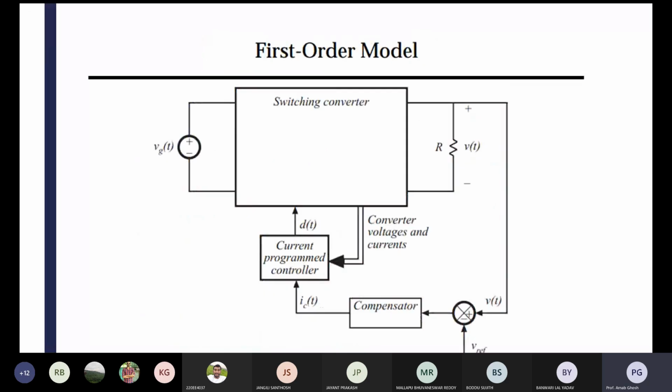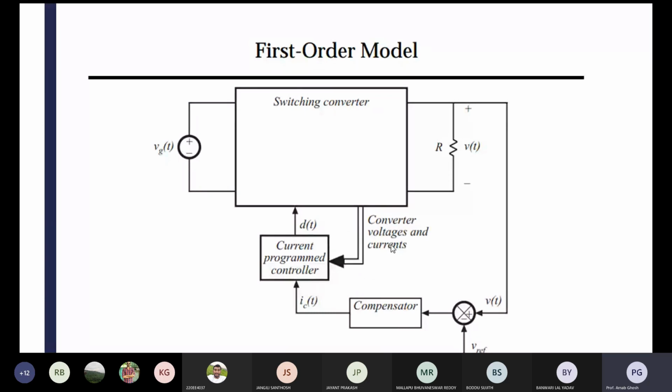Now we are taking one basic example of the first order model, where the switching converter is there and you are using current program control, CPM control. Here you are sensing the converter voltage and current, and the reference is compared. The controller or the compensator gives you the control current, and that current is the input of the current program controller. The other inputs are converter voltage and current.